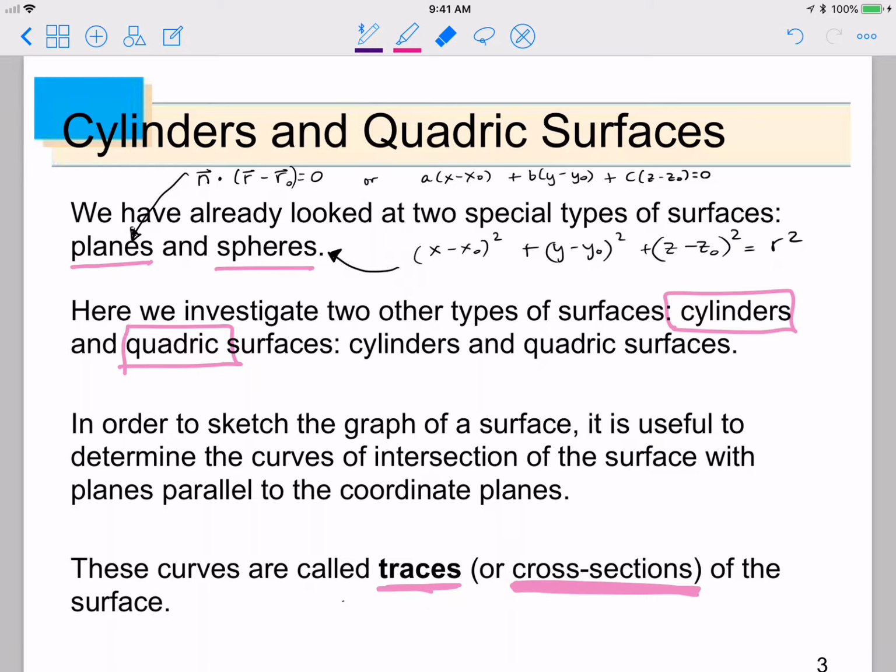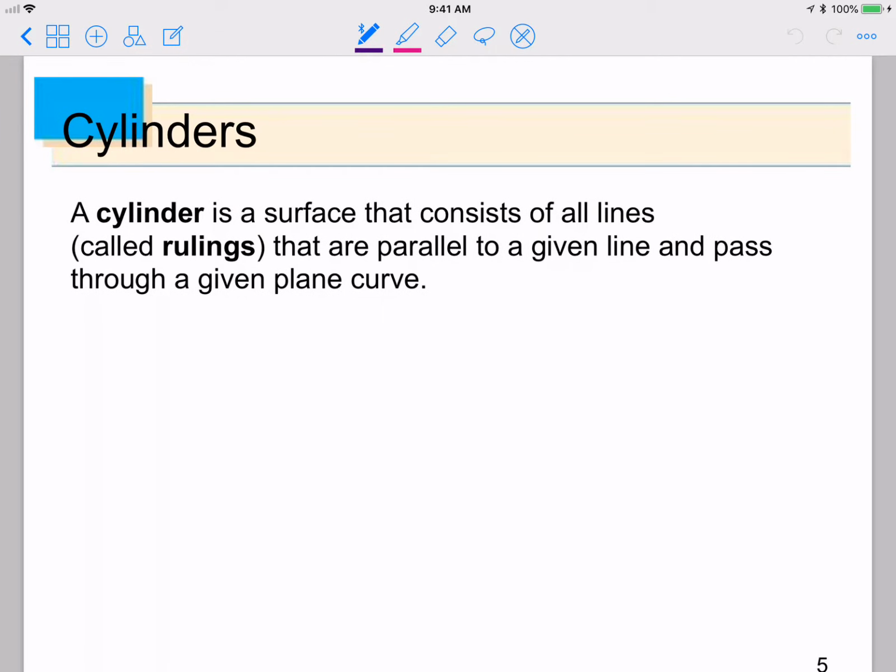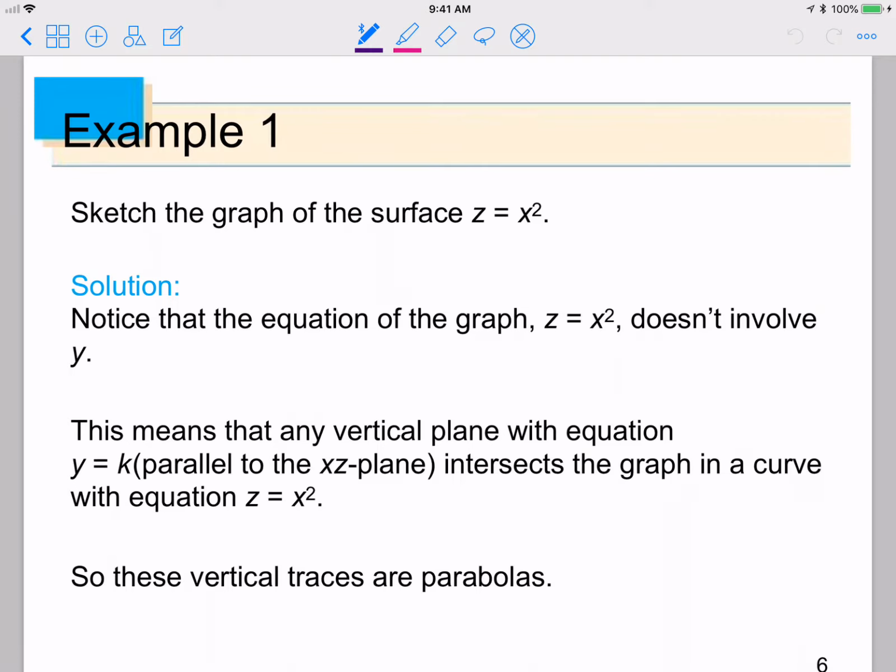Taking cross sections corresponds to holding one of the variables in your equation constant. So first let's look at cylinders. A cylinder is a surface that consists of all lines that are parallel to a given line and pass through a given plane curve. So let's sketch the graph of the surface z equals x squared.